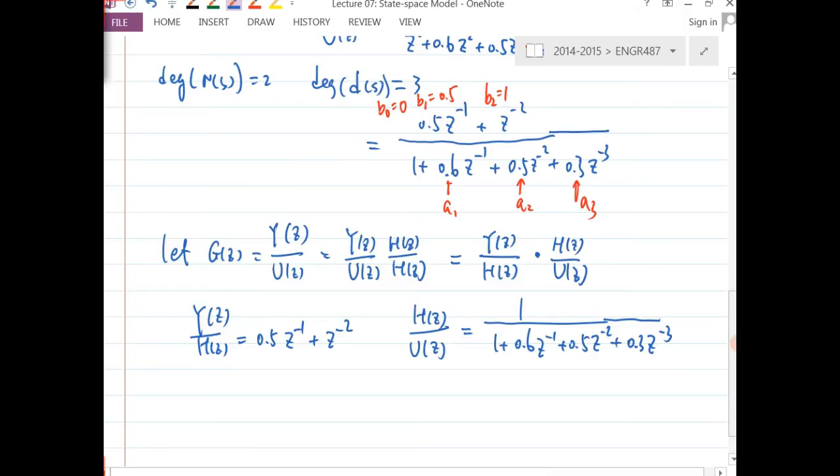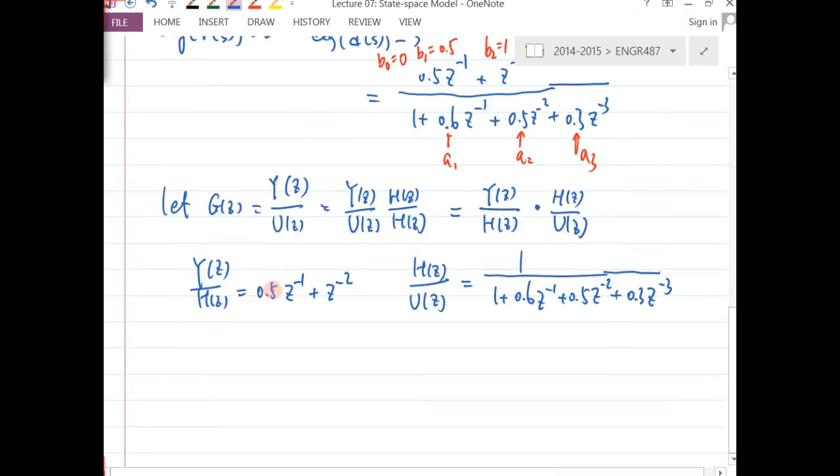And now, based on these two expressions here, from the first expression, what is y of z? Multiply the h of z to the other side. So what do we get? We get 0.5 z to the power negative 1 times h of z, plus z to the power negative 2 times h of z. So 1 delay times this, 2 delays times this, right? Remember z to the power of negative 1 represents 1 delay.